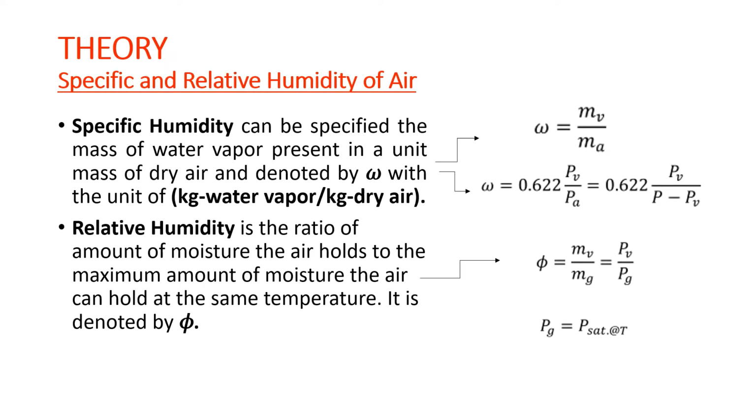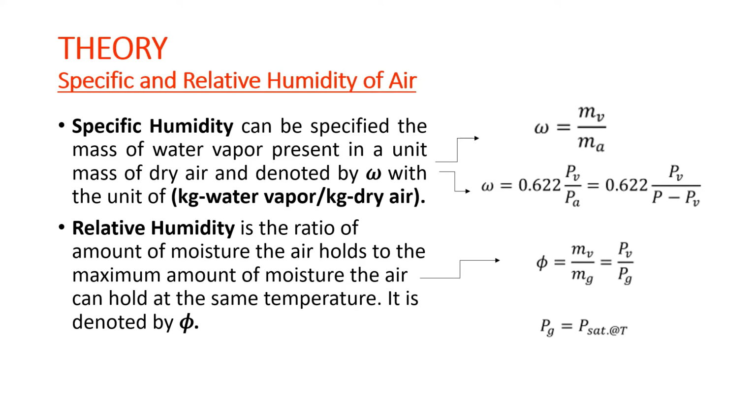The amount of water vapor in the air can be specified in various ways. One of the most logical ways is to specify directly the mass of water vapor present in a unit mass of dry air. This is called absolute or specific humidity, also called humidity ratio, and is denoted by omega and can be found with this formula. The unit of specific humidity is kilogram water vapor per kilogram dry air. It can also be expressed in terms of partial pressures with the second formula. 0.622 comes from the ideal gas equation with R constant.